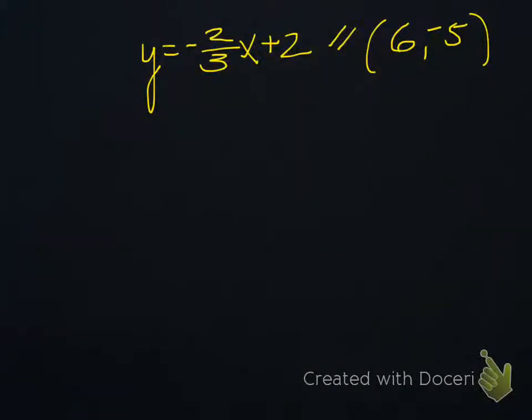Here is the first problem I had highlighted. y is equal to negative 2/3 x plus 2. I need to be parallel to that line, which is what it was saying in the directions. I also have to pass through (6, -5).